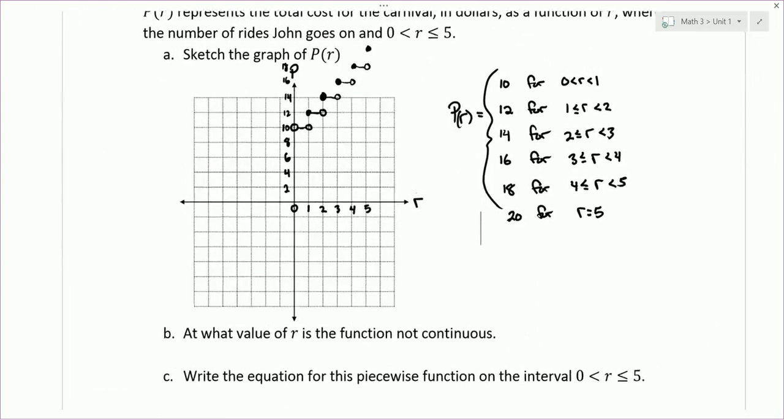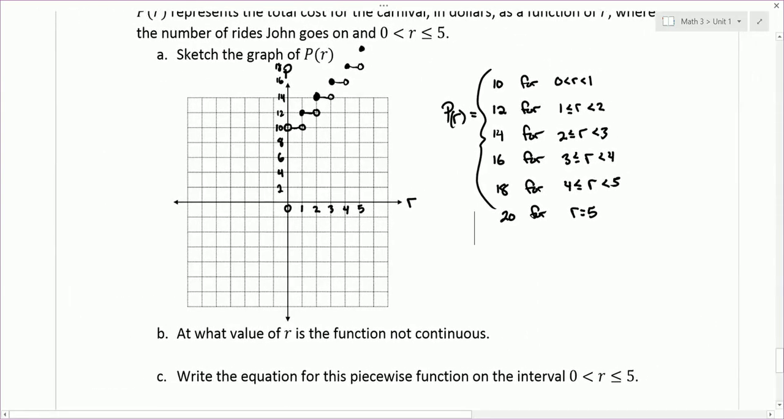Now, what value of R is the function not continuous? So we have this discontinuity at every integer value, and we're only working between 0 and 5. We're not including 0. So we have a discontinuity at R equals 1, 2, 3, 4, and 5. Those are where the jumps are. C says write the equation for this piecewise function. We did right there.